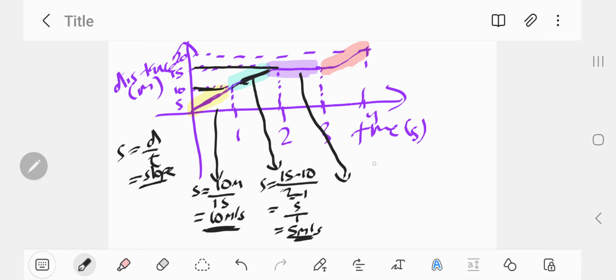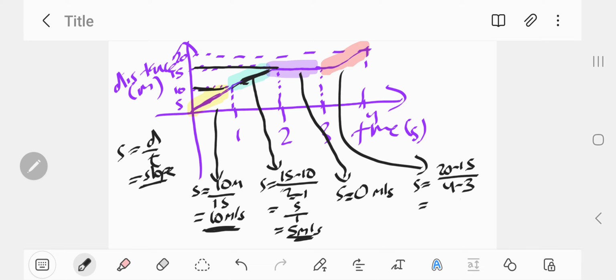This one's easy. It's not moving, okay? There's no slope, so the speed is just 0 because it's a flat line, 0 meters per second. And what about this segment here? Well, the distance goes from 15 to 20, so the speed is just 20 minus 15 divided by, between 3 and 4 seconds, so 4 minus 3. 20 minus 15, that's 5. 4 minus 3 is 1, so it's a nice 5 meters per second.